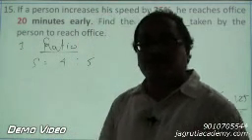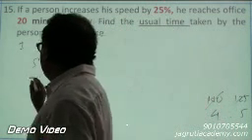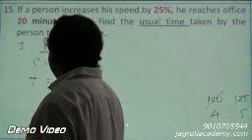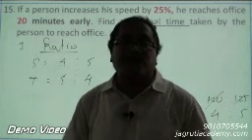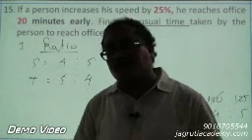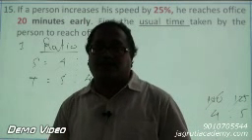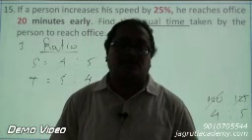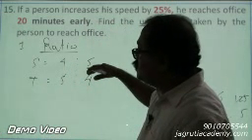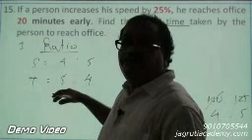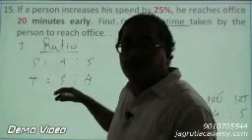If the speed ratio is 4:5, then what is the time ratio? The time ratio will be 5:4, just the reverse of the speed ratio, because speed and time are inversely proportional. We have learned this in our previous videos. So if the speed ratio is 4:5, the time ratio will be 5:4.